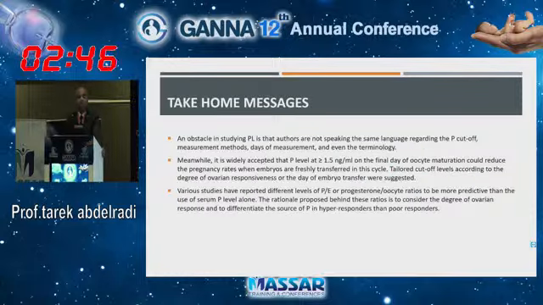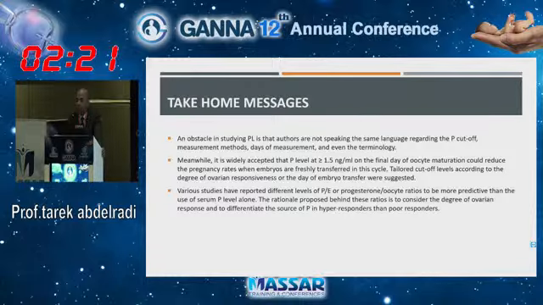So, take-home messages. An obstacle in the study of progesterone luteinization is that authors are not speaking the same language regarding the progesterone cutoff level, measurement methods, days of measurements, and even the terminology. Meanwhile, it is widely accepted that a progesterone level of more than 1.5 on the final day of oocyte maturation could reduce the pregnancy rate when embryos are freshly transferred.